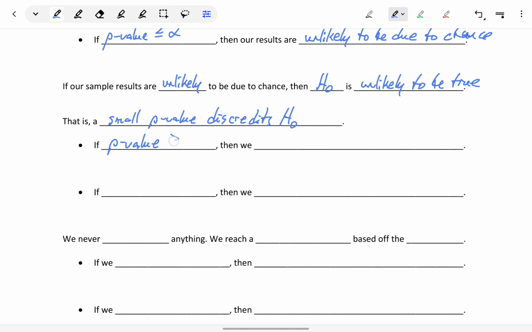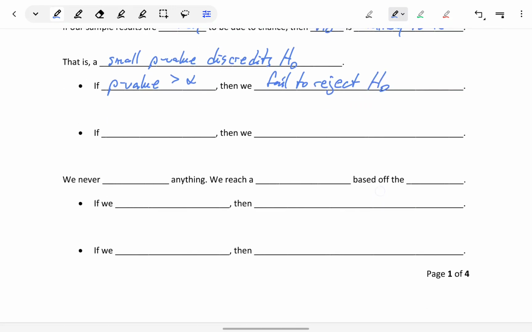So if our p-value is greater than alpha, meaning our probability is large, then we fail to reject the null hypothesis. But if our p-value is small, and by small we specifically mean less than or equal to the value for alpha that was chosen, then we reject the null hypothesis.